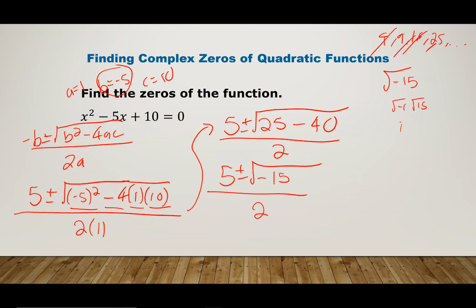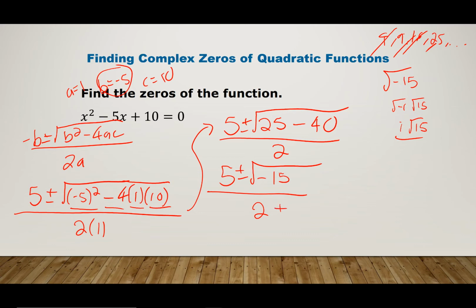So all I really did was take the negative out and called it i. But the square root of 15 stayed there. So the negative becomes i. Why? Because it's fancy that way. That's why. All right, so that simplifies simply into i square root of 15.